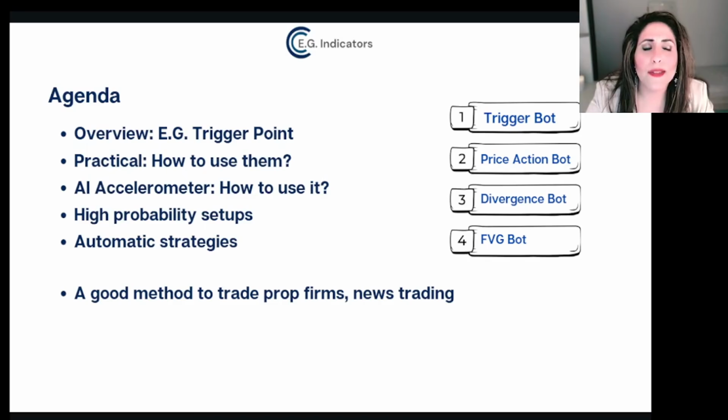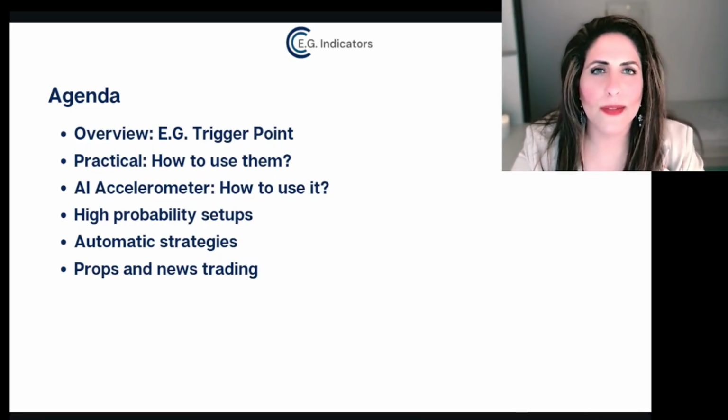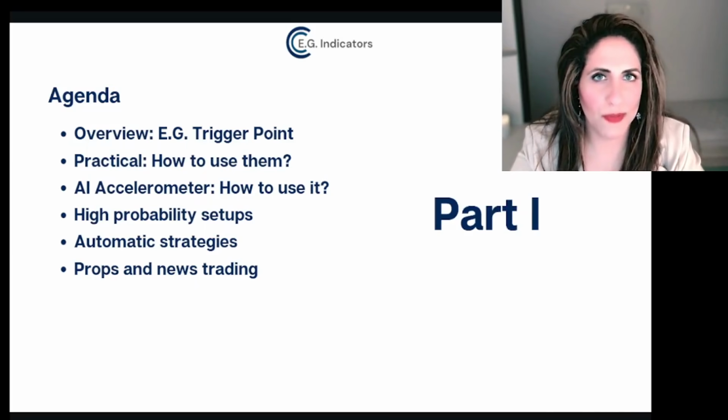In addition, you guys asked for ideas or tips on how to trade prop firms and how to trade news, and I'll share with you the way I do it. So this is the agenda, and the session will be divided into several parts. Today is the first part.